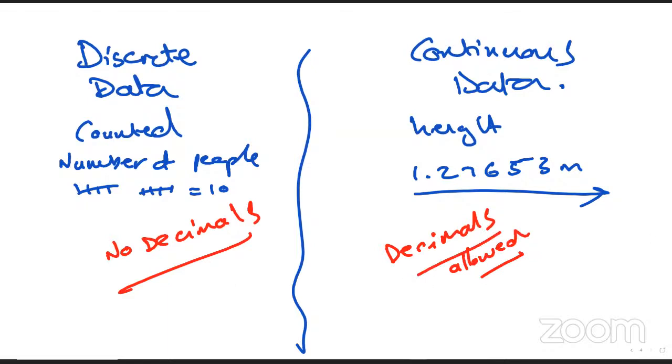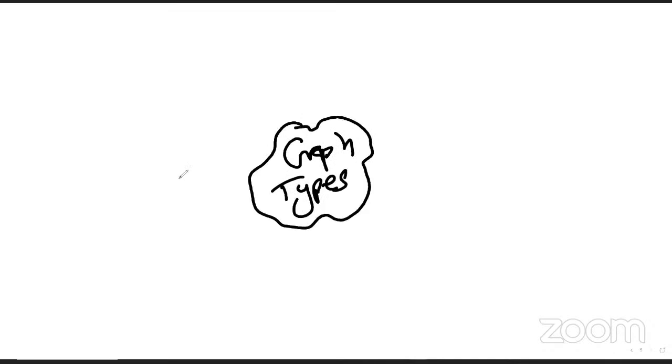And if we keep going, in this description of data and statistical vocabulary, we can now move on to some graph types. Let's have a look at different types of graphs that we can get. The first type is a pictograph.